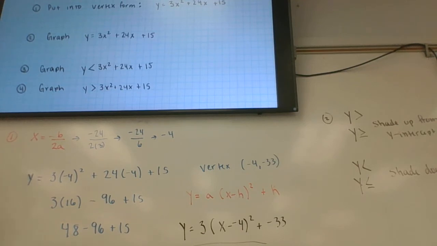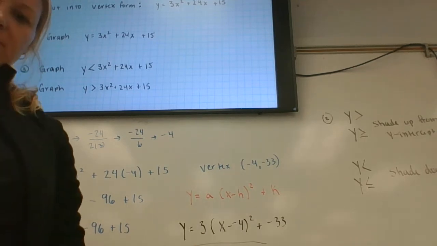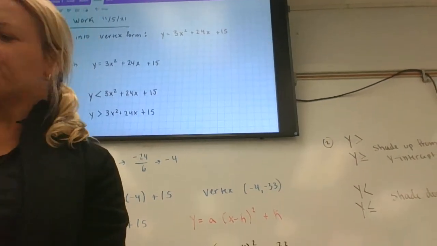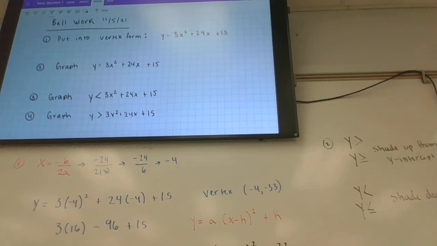Alright, so now we're going to do a tricky word problem. It's a challenge for the brain. It's really simple. You just throw a bunch of hoopla in there and confuse you.